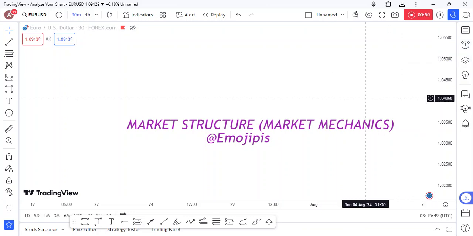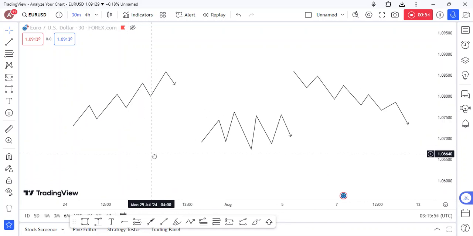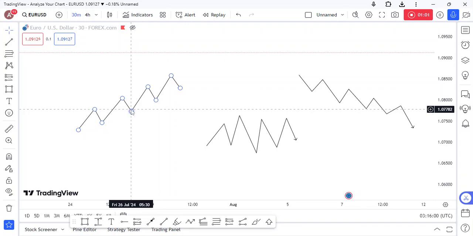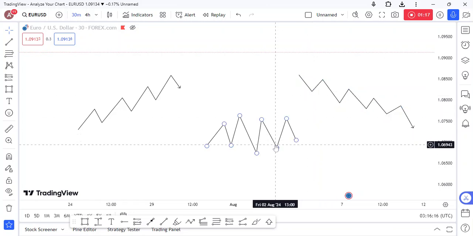Okay, so let me dive into it. Market structure. You should know that market moves in three different ways. It's either this way, moving upside, so we say it's an uptrend. Market is in an uptrend. So we are learning the market structure and we are diving into it. Or it's like this, a downtrend. And sometimes like this, consolidation. Okay, this is total consolidation.